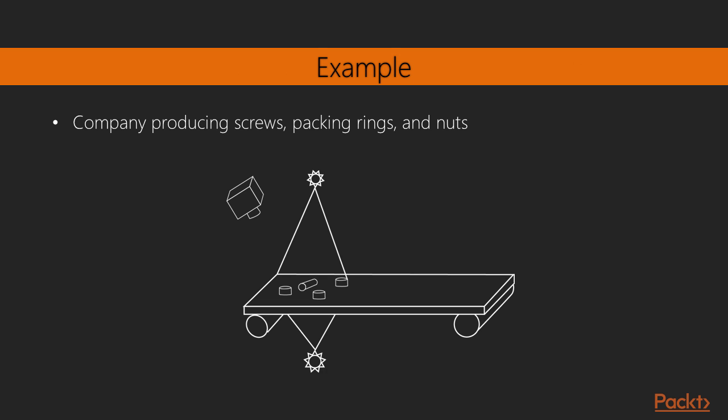Now consider that you are working in a company which produces screws, packing rings, and nuts. Let's say all of them are in the same carrier tape, and your objective is to detect each object in the carrier tape and classify each one to allow a robot to put each object on the correct shelf. We will now isolate each object and detect its position in the image in pixels. Then, we will classify each isolated object to check whether it is a nut, a screw, or a packing ring.